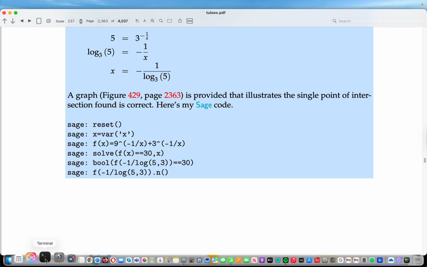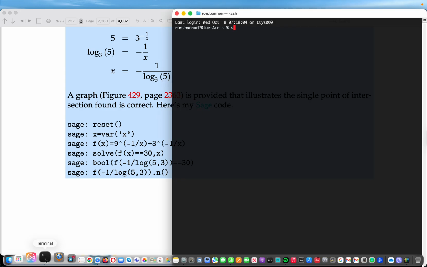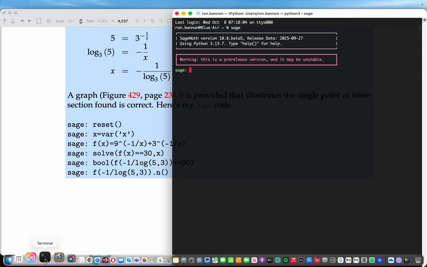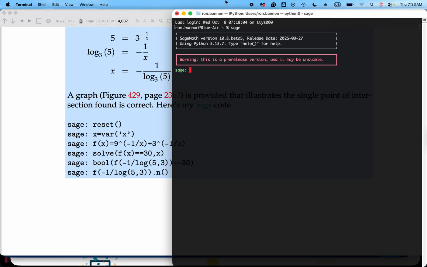First thing I'm going to do is open my terminal, type in Sage. It's installed on my computer, so this will open up the application Sage. And when Sage gets launched, there it goes. So I'm going to just type in the code and certainly reset. I try to start all my sessions with a reset, a clean sheet of paper, so to speak. I'm going to define x as a variable, and it's a good idea to define your variables.